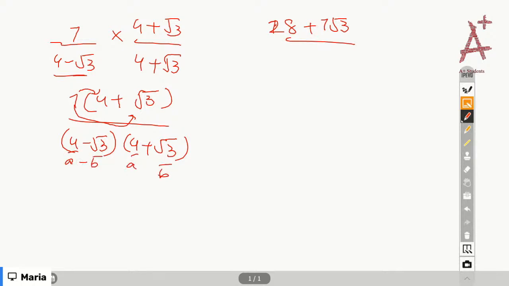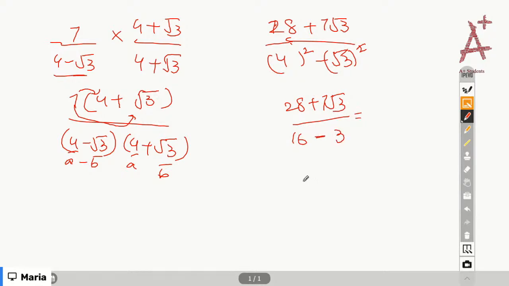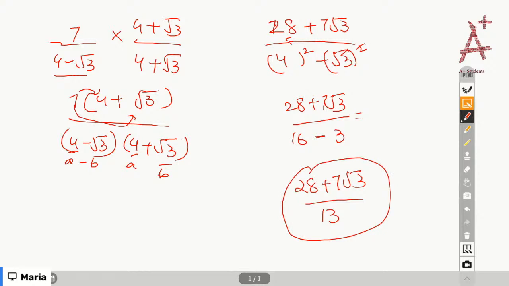Whenever you have a minus b, a plus b, we can write them as a square minus b square. Got it? So it would be 4 square minus square root 3 square. So it would be 28 plus 7 square root 3 divided by 16 minus 3, which is 13. So that would be the correct option, 28 plus 7 square root 3 divided by 13.